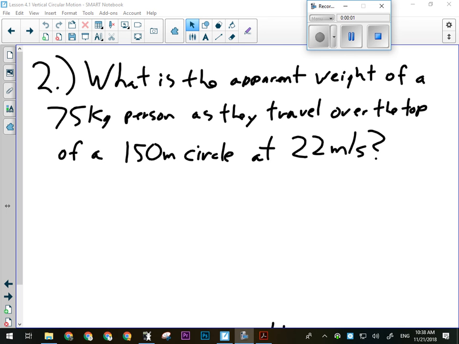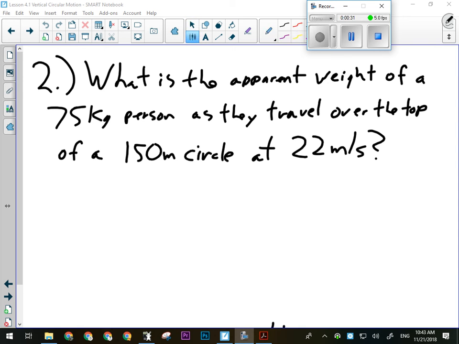So I want you to try and calculate the apparent weight. What force is apparent weight? Normal force. So we're looking for the normal force of a 75 kilogram person as they travel over the top, that's on the outside of a vertical circle. We want to find out their apparent weight if the circle is 150 meters in radius and the speed is 22 meters per second.